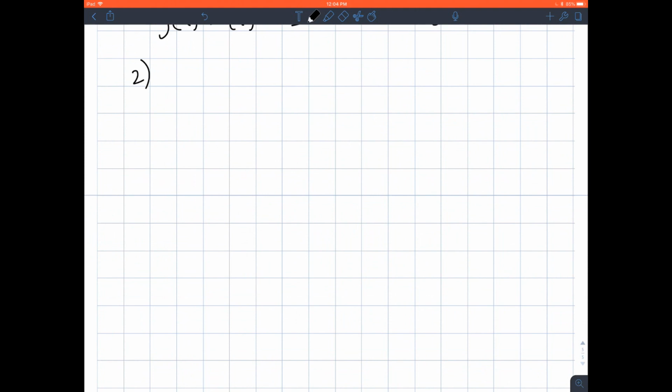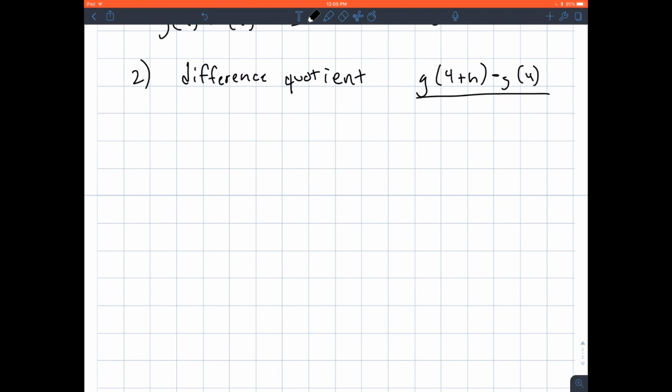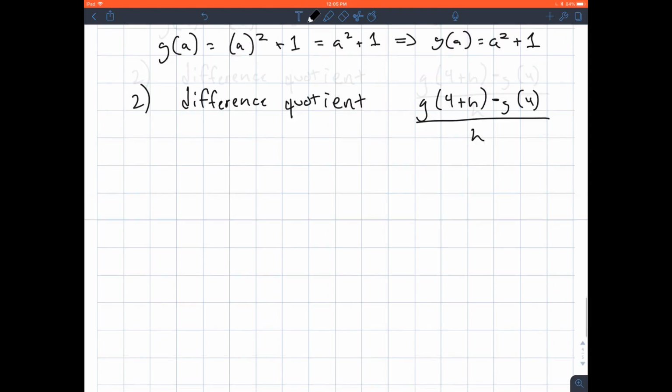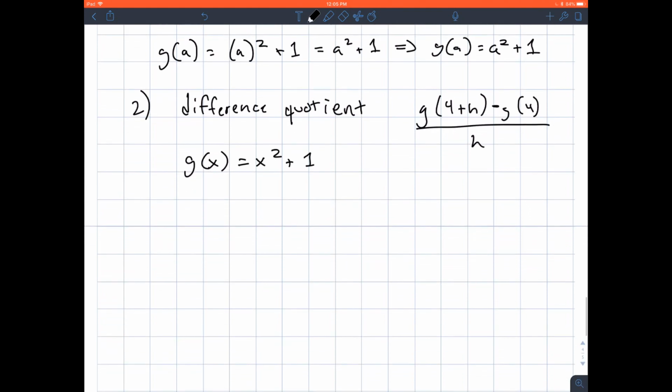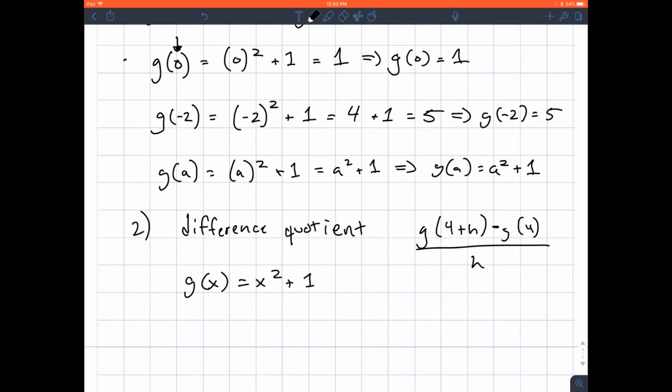Another question that you may or may not get is the difference quotient. You're asked to evaluate the difference quotient. Let's say g of 4 plus h minus g of 4 all over h. This is the difference quotient that you learn in pre-calculus. So, same thing, we're given the same function, g of x is equal to x squared plus 1. To solve this, basically what we learned up here.